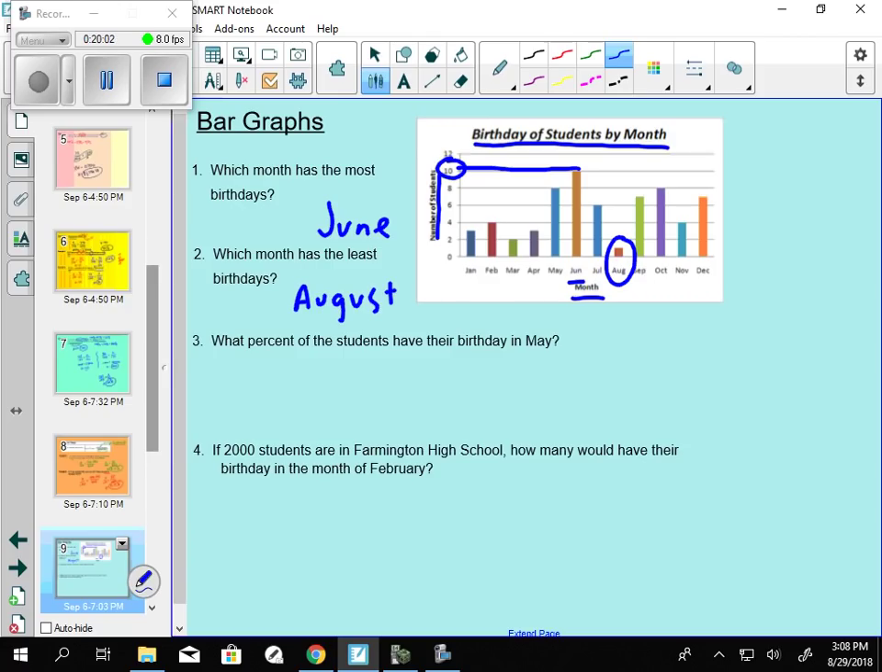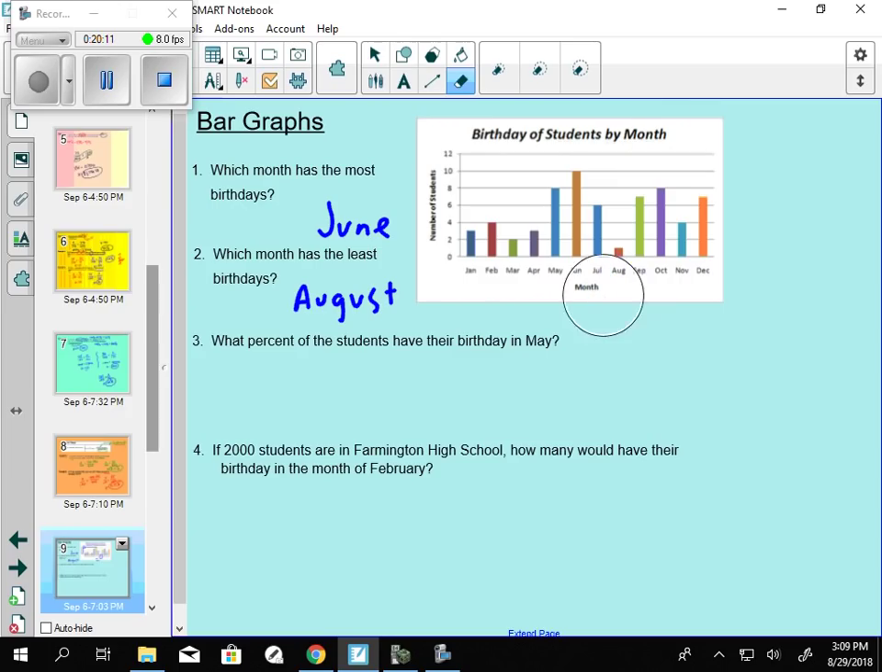For 3, what percent of the students have their birthday in May? Now this is a little bit more in depth. We're not just looking for most or least. To find that percentage, we'd want to know, one, how many were in May. If we look at May and follow it across, you can see 8. But we would also need to know how many total students, and they don't give us that on the chart directly. So that's something we would have to calculate.